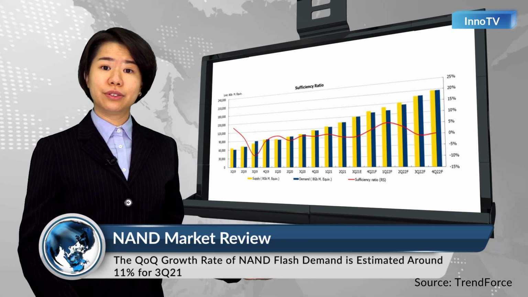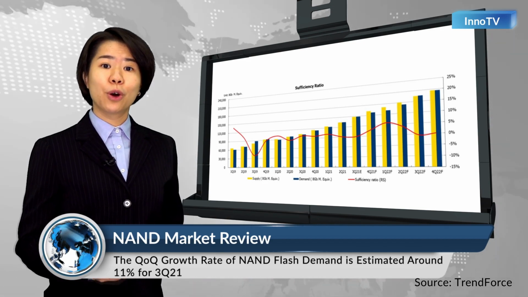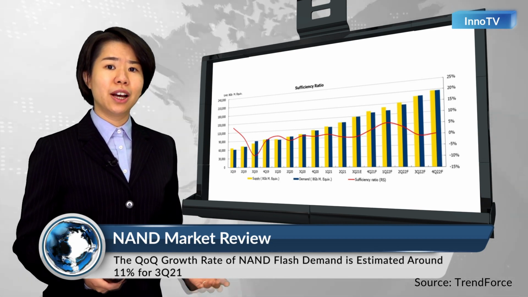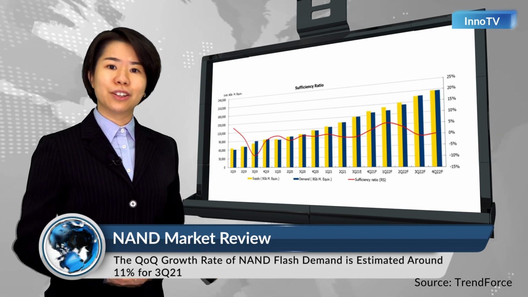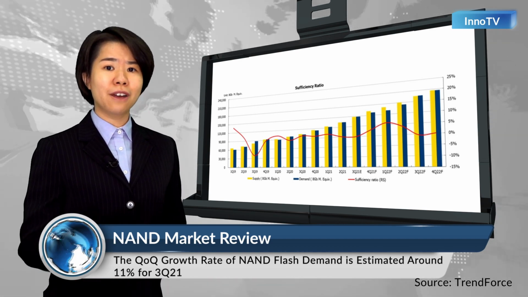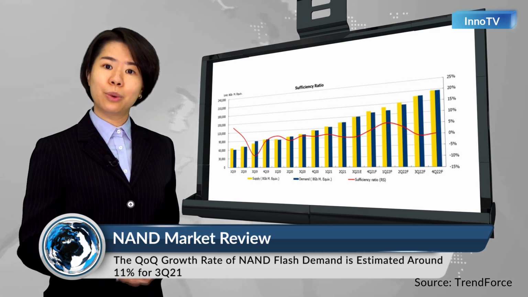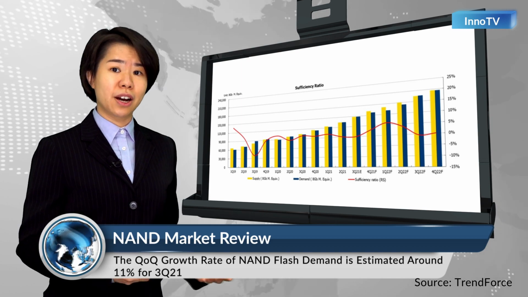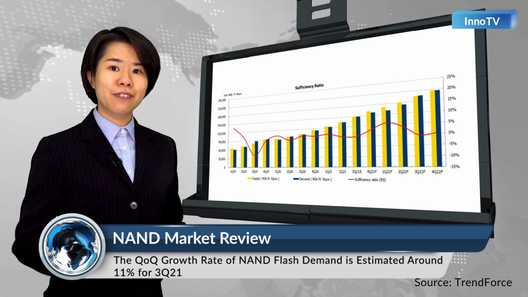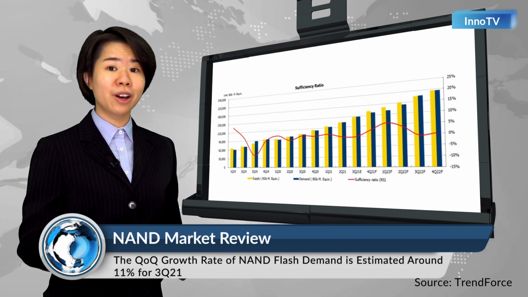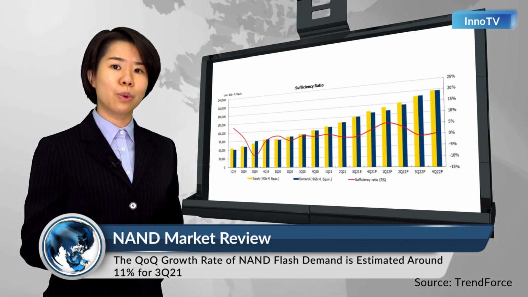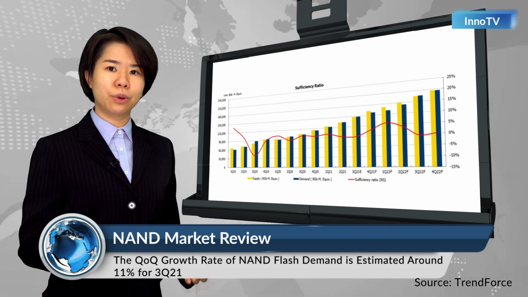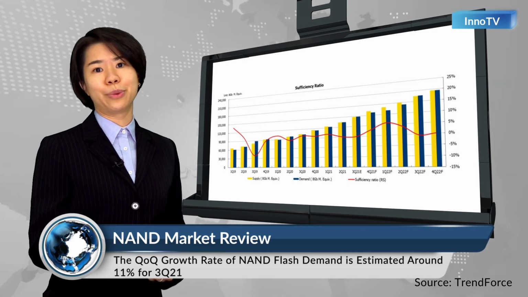So, in particular, the demand for larger capacity or higher density enterprise SSDs has led to a further increase in NAND flash bit consumption. The quarter-on-quarter growth rate of the total NAND flash demand bits in the third quarter 2021 is estimated at 11%. On the supply side of the NAND flash market, the total NAND flash wafer starts rose by 1.8% quarter-on-quarter for 2021 and are estimated to rise again by 3.3% quarter-on-quarter for the third quarter 2021.